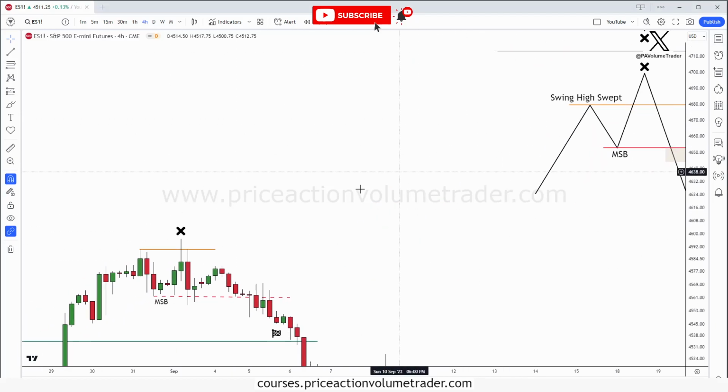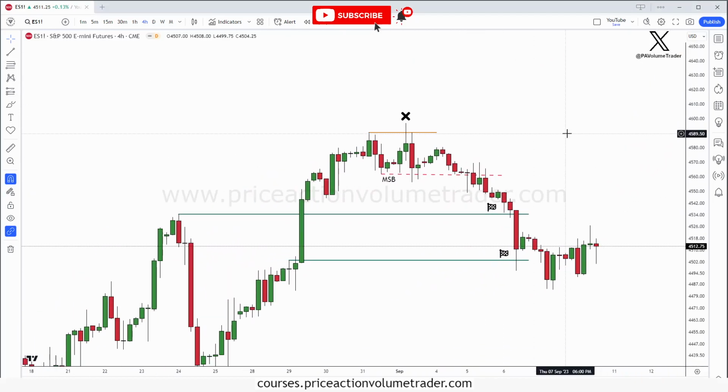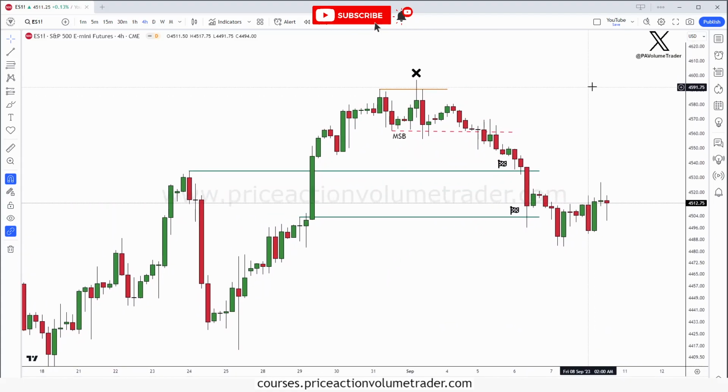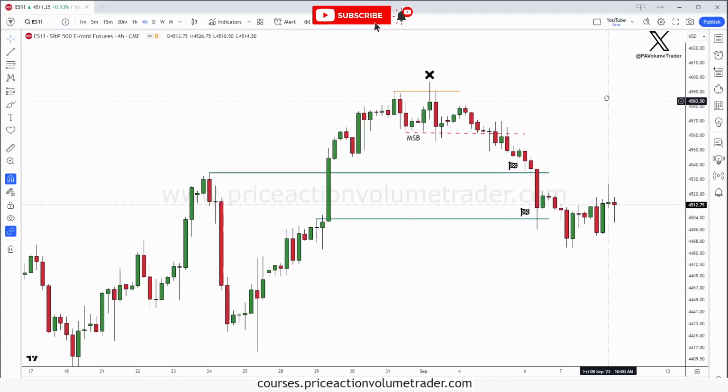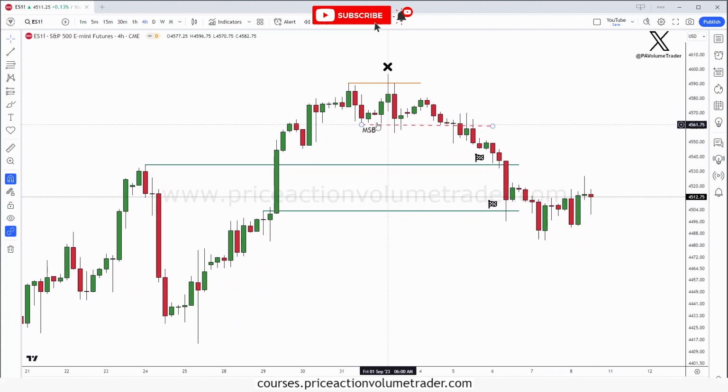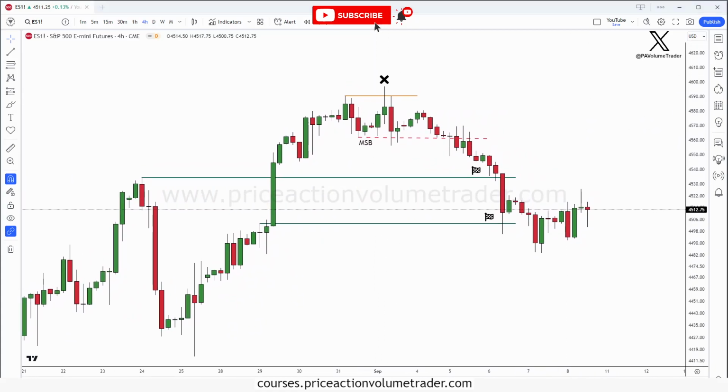Okay, so let's go into the examples. We're going to go over 4 different examples. The first one is in the S&P 500 market. This is a 4-hour chart, and as you can see, we had a swing high, a swing low, and then we're making higher highs and higher lows up here. And then right here we have this impulsive breakout where we start making new higher highs, higher lows.